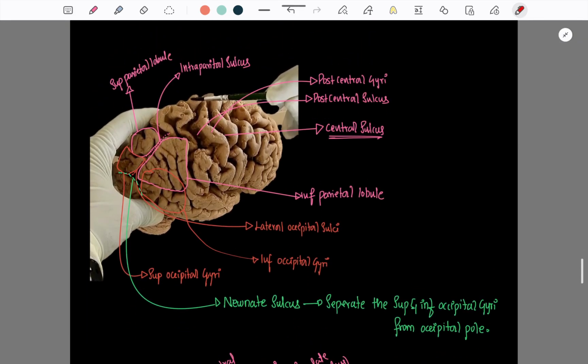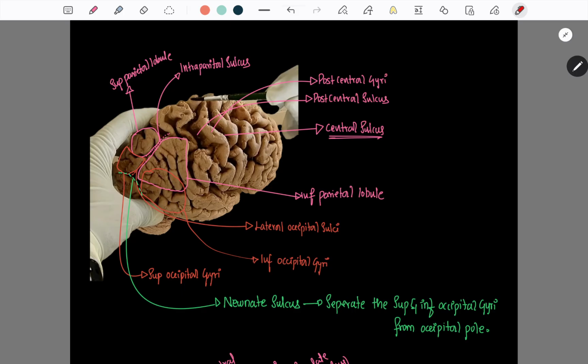Again, coming to the supralateral surface only, we saw the frontal lobe, we saw the temporal lobe. Now coming to the parietal lobe.